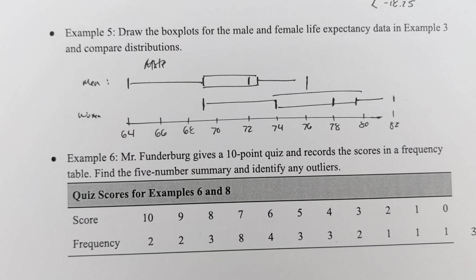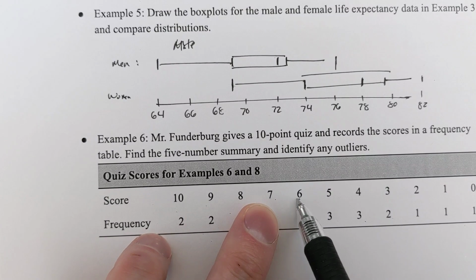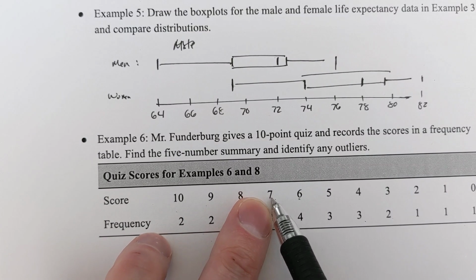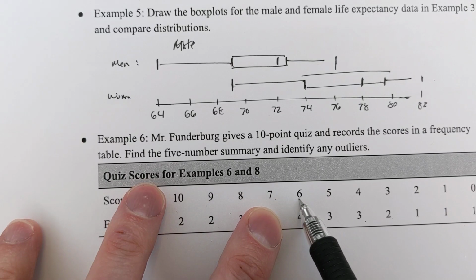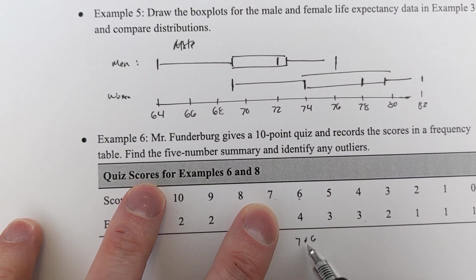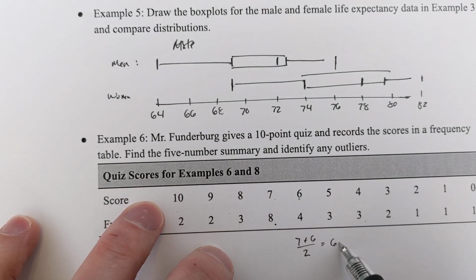So we need halfway between the 15th and 16th number. Now these are already in order, so this is 1, 2, 3, up to 15. So the 15th number is going to be a 7. The 16th number is going to be a 6. So halfway between 7 and 6 is 6.5.